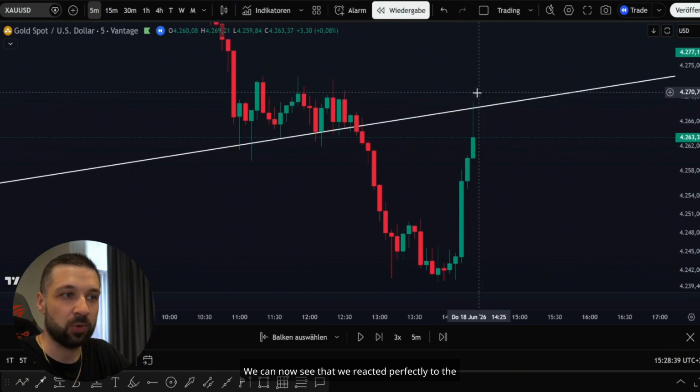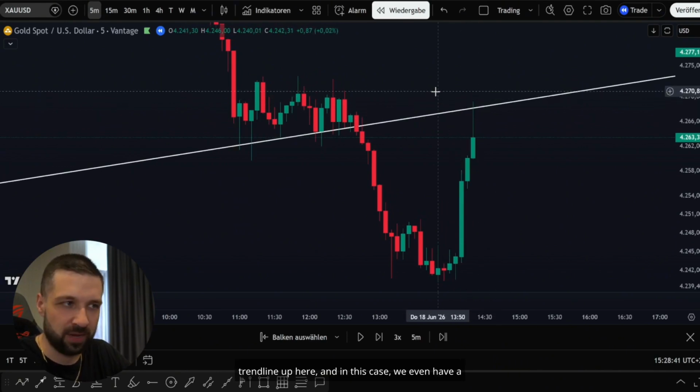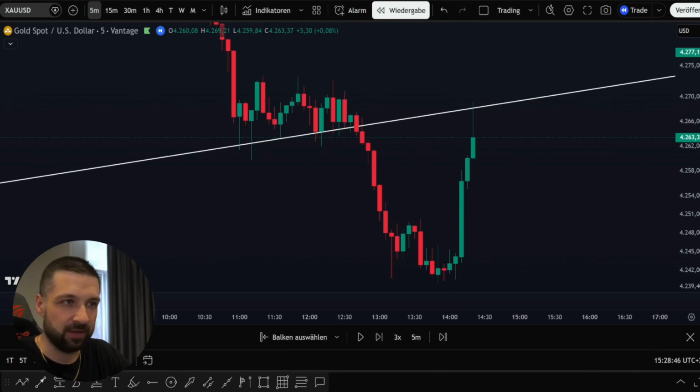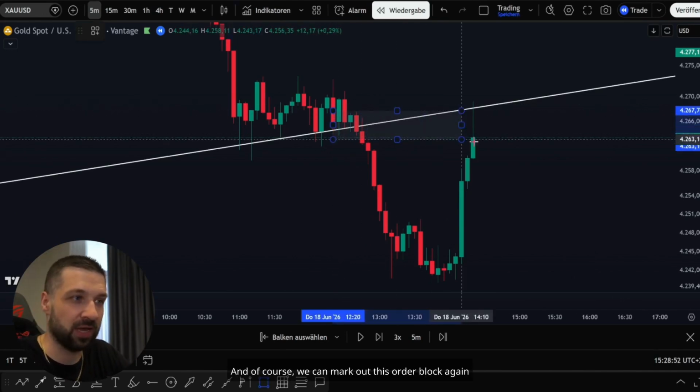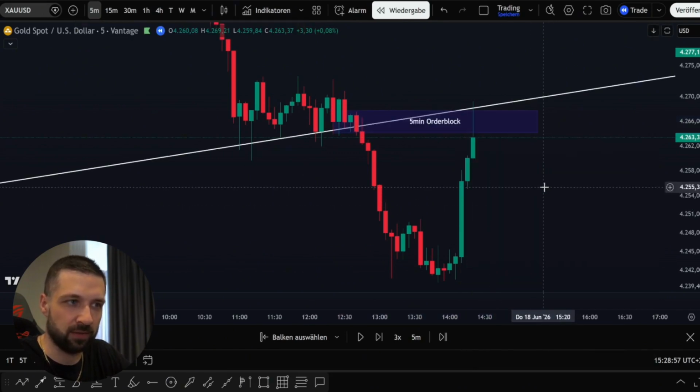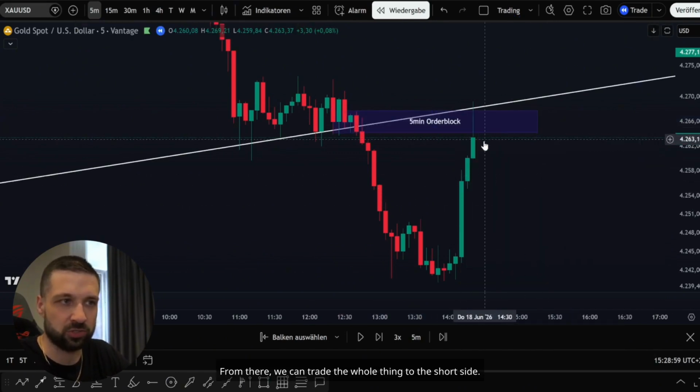We can now see that we reacted perfectly to the trend line up here, and in this case, we even have a really great order block to the left side. And of course, we can mark out this order block again and make use of it. That means here we have a 5-minute order block. From there, we can trade the whole thing to the short side.